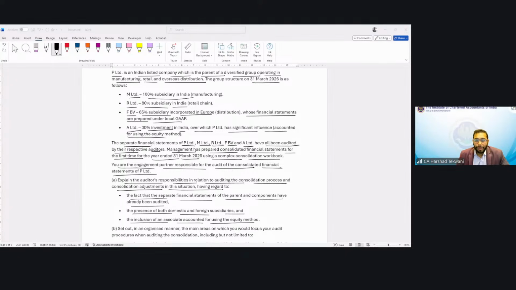Understood. What else is the responsibility of the auditor over here? The auditor has to fix the overall materiality and distribute it across the components while they are doing the audit. He also has to check the independence of each auditor, whether they are independent, and confirm competence along with integrity.